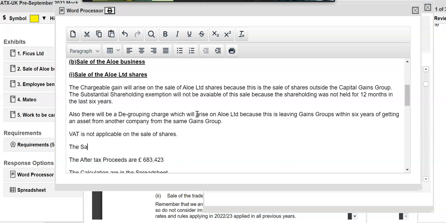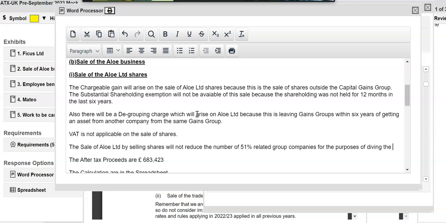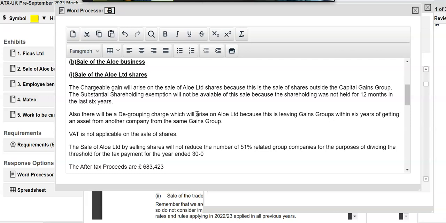The sale of Hello Limited by selling shares will not reduce the number of 51% related group companies for the purpose of dividing the threshold for the tax payment for the year ended 30th June 2023.